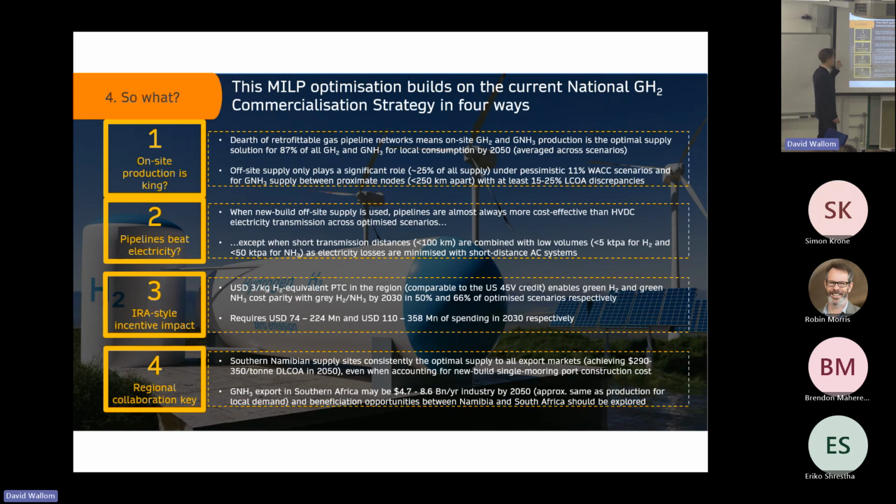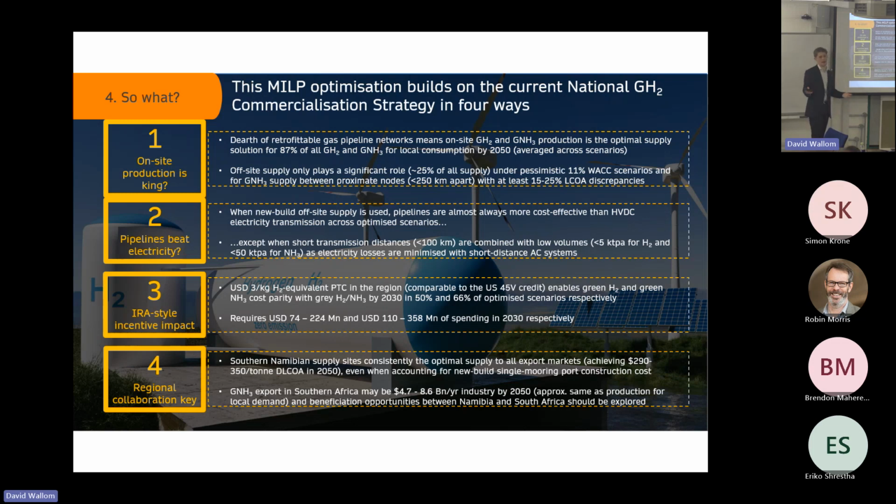This would require significant spending, but actually the amount you'd have to spend for a production tax credit like that in South Africa is less than what is spent essentially subsidizing the local synthetic fuels industry. So take from that what you will. The fourth point is then around regional collaboration.